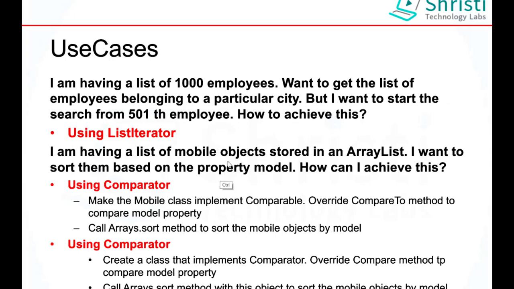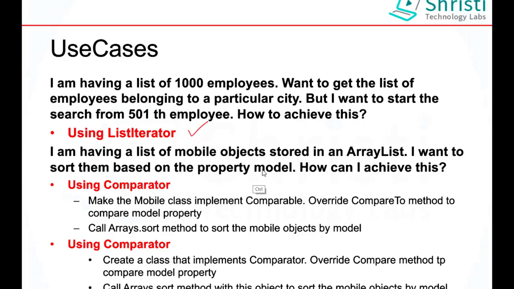Next, I am having a list of 1000 employees. I want to get the list of employees belonging to a particular city. But I want to start the search from 501 employee. That is, I want to start from the middle. How to achieve this? You can use list iterator.